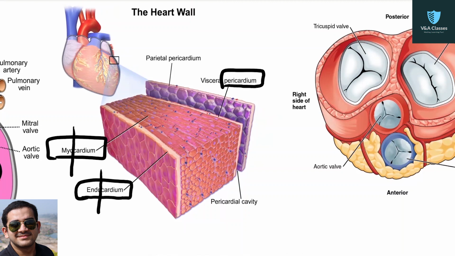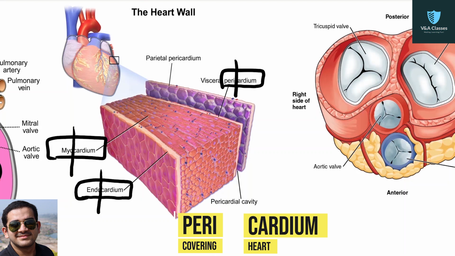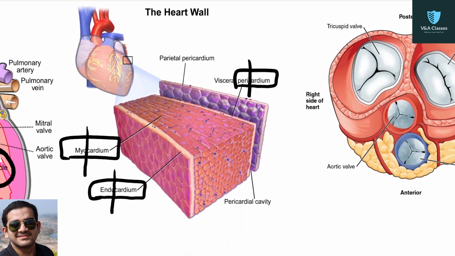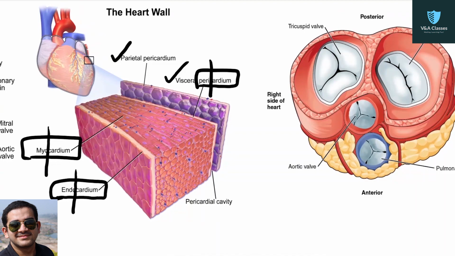It can also be split into peri and cardium. Peri always means a covering, like in the example of periphery, which means surrounding or covering. So the outermost layer is the pericardium. This pericardium is further divided into two layers: the parietal pericardium and the visceral pericardium. The visceral pericardium is on the inside, whereas the parietal pericardium is on the outside. In between these two layers there is a potential space called the pericardial cavity.